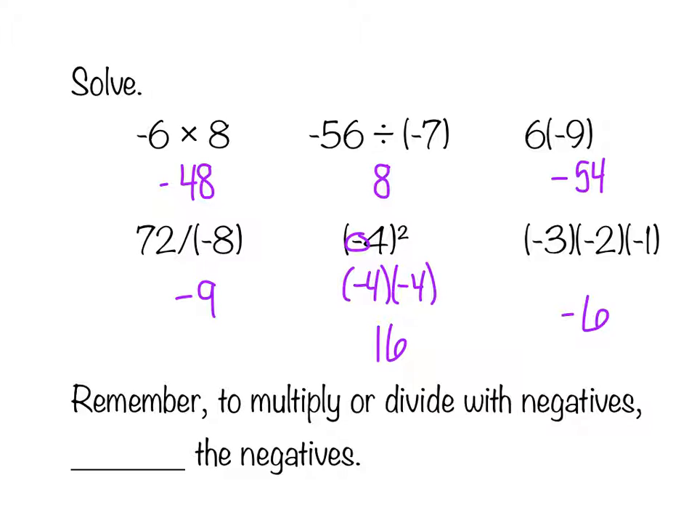So remember, to multiply and divide with negatives, we're just counting. We're just going to count the negatives. It's either going to be positive or negative, but we don't change multiplying to dividing, and we don't change dividing to multiplying. We just do the problem and count the negatives.